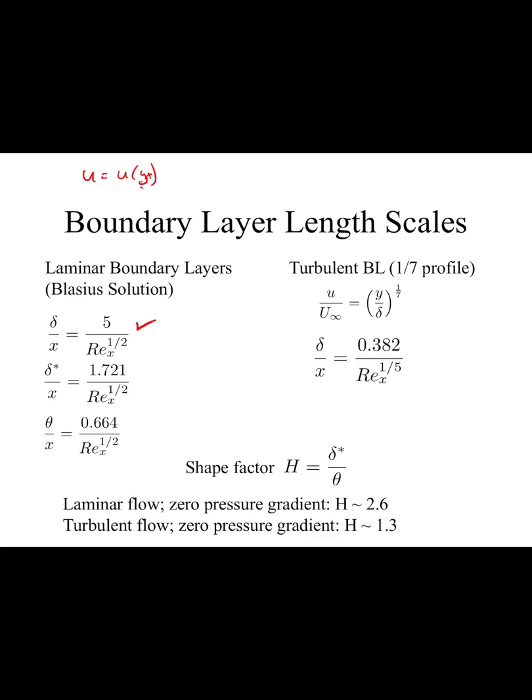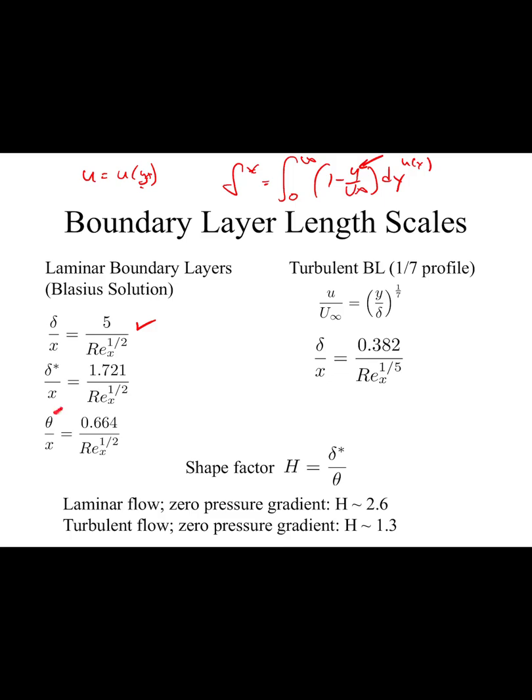So anytime we think about delta star, this is the integral from 0 to, say, infinity, but usually we just integrate it to some finite length like delta, of 1 minus u over u infinity dy. So once we have that profile, u of y here, then we can integrate it to get our displacement thickness, or we can also use it to get the momentum thickness.